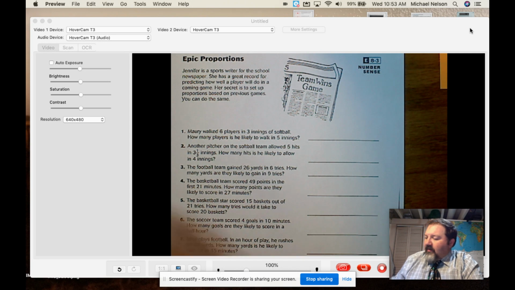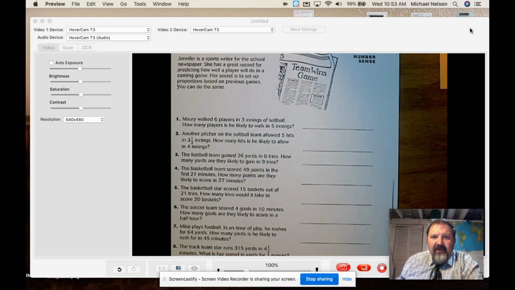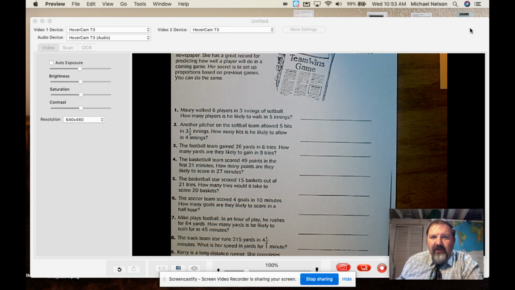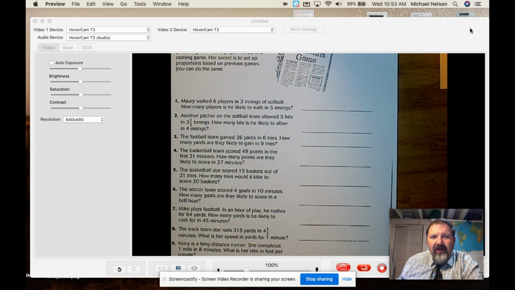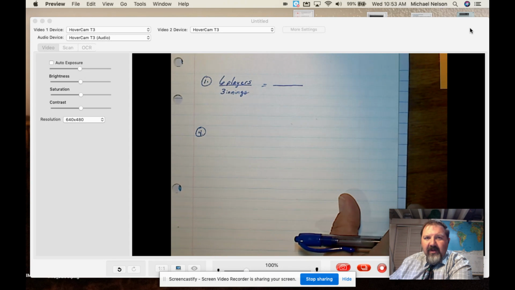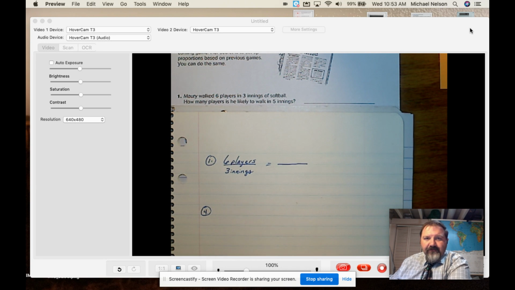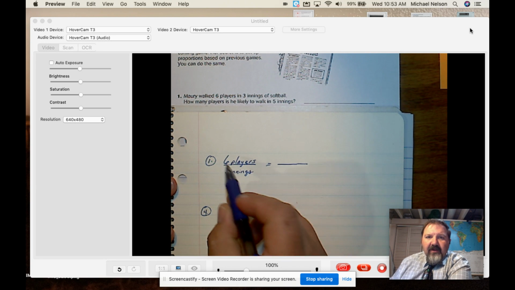In this situation, Jennifer's writing with these sports problems, and so she's talking about Maury. Maury walked 6 players in 3 innings. How many players is he likely to walk in 5 innings? And so start with problem 1 on this paper. 6 players compared to 3 innings. Let's see if I can get you both in view there. 6 players versus 3 innings.